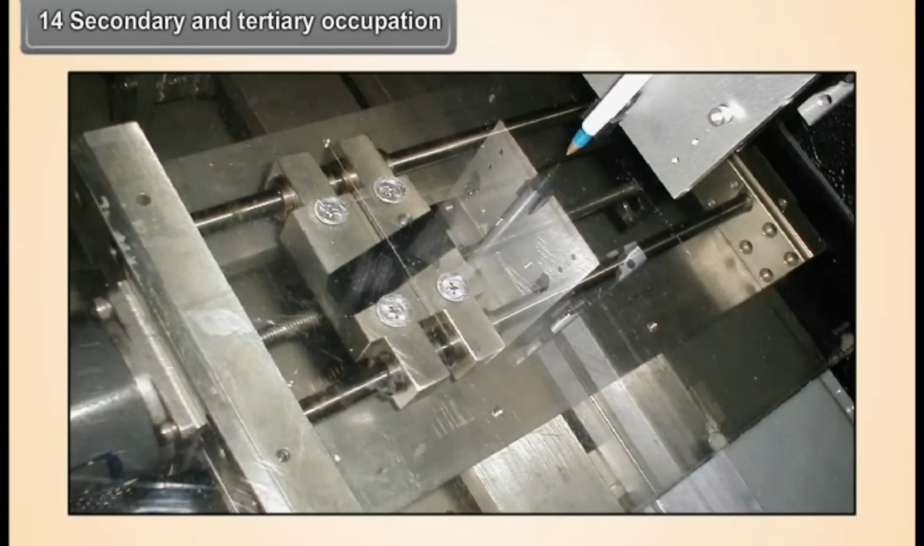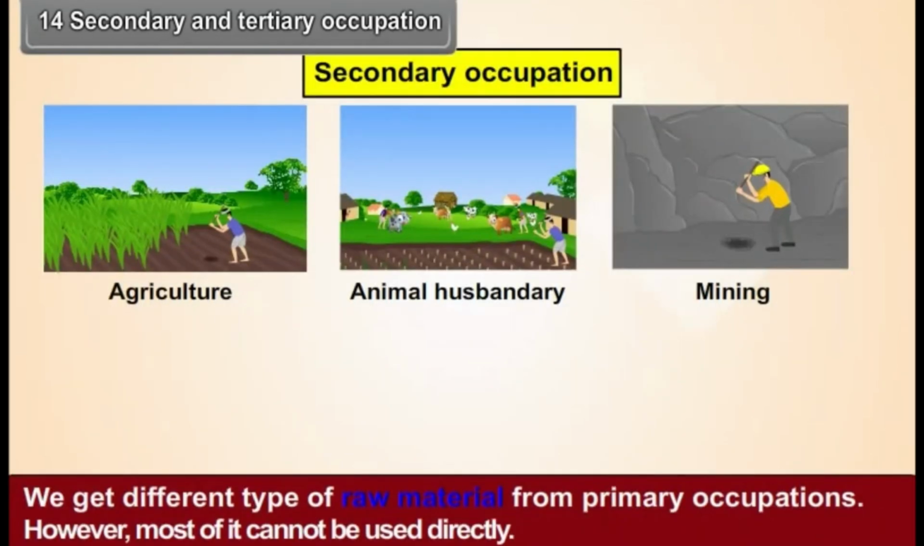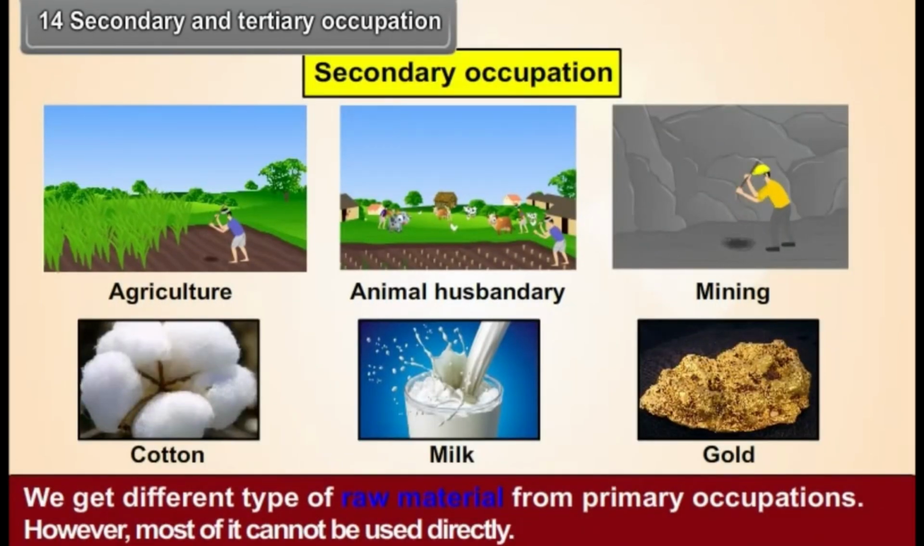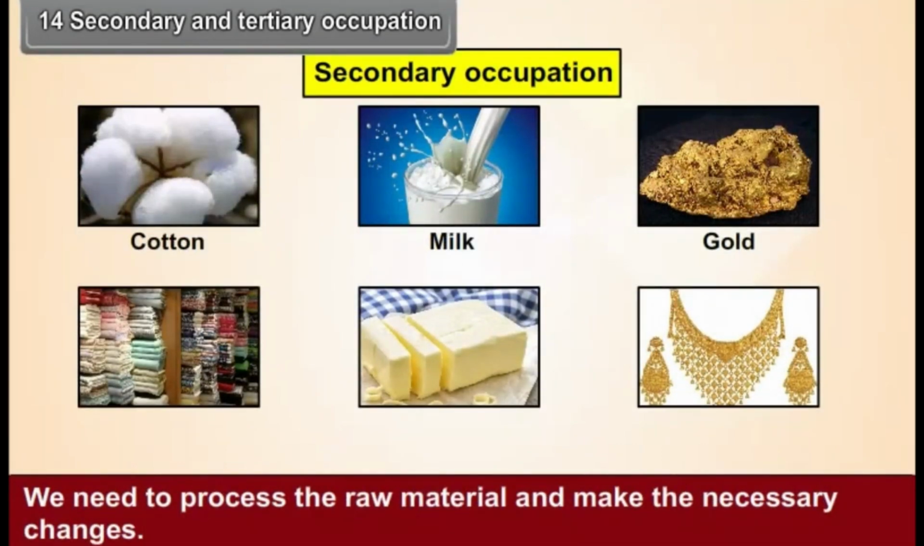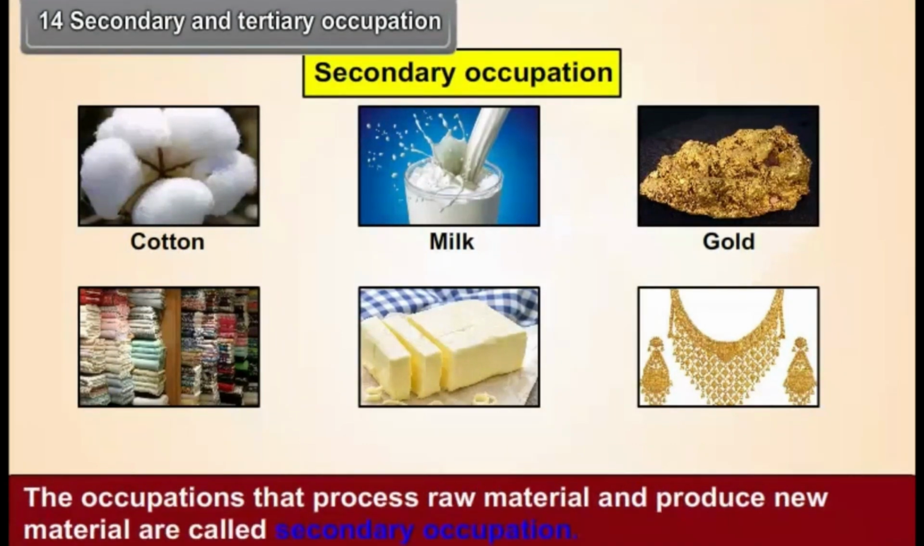14th, Secondary and Tertiary Occupations. Secondary occupations. We get different types of raw material from primary occupations. However, most of it cannot be used directly. We need to process the raw material and make the necessary changes. The occupations that process raw materials and produce new materials are called secondary occupations.